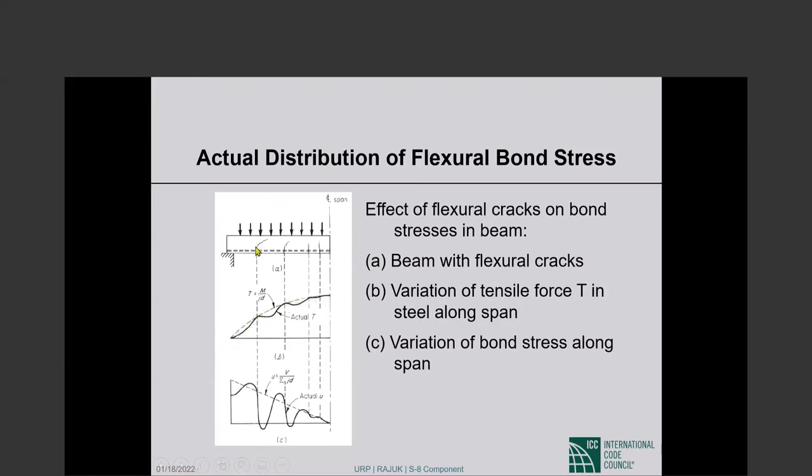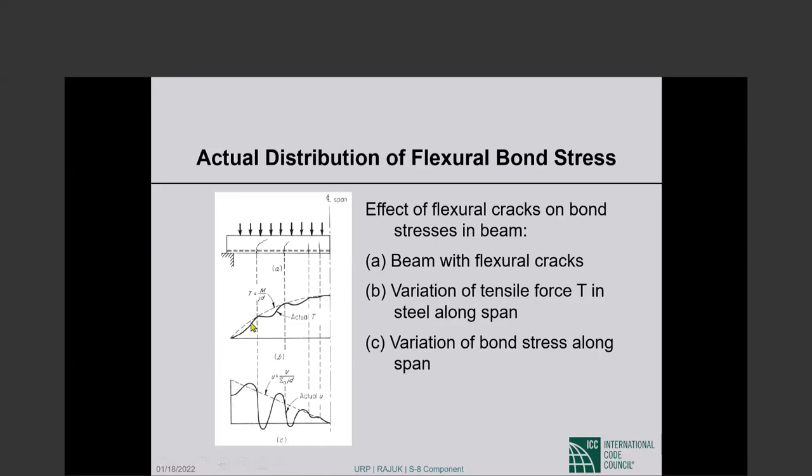But because of the cracks opening up, the actual tension in the reinforcement varies as shown by the solid line. Again, at the cracks, concrete doesn't carry any tension, so the entire tension has to be carried by reinforcement. In between cracks, halfway between the cracks, concrete carries the most tension, so the reinforcing steel carries the least tension.